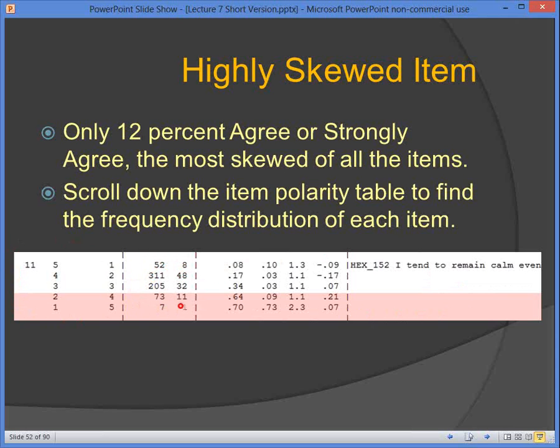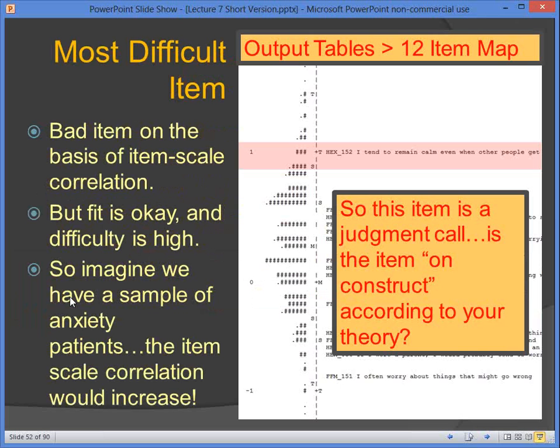Okay? So this column here gives the raw frequencies of subjects and how they answered on the Likert type item, and then this column gives the percentages. Okay, so we can see that only about 12% of the subjects are answering here either strongly disagree or agree. So definitely this is a difficult item.